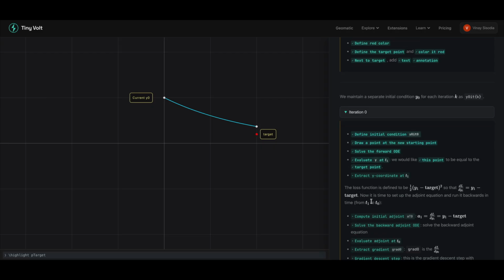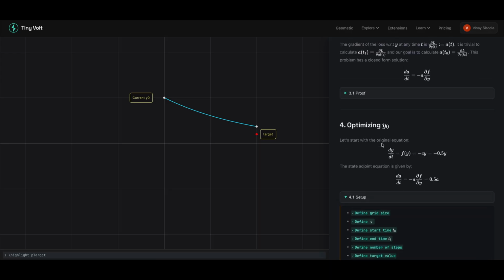Our parameter is the initial condition, which means that we want to modify the initial condition so that the endpoint can get as close as possible to the target point. The idea is to calculate the gradient of the loss with respect to y0, and it's not very clear how we can do so.